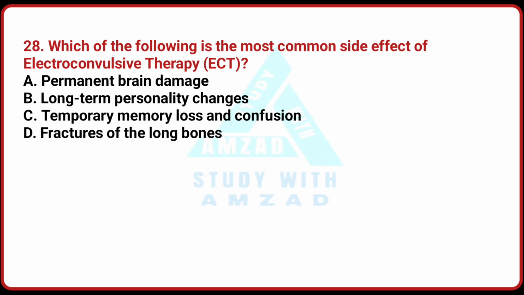Question number 28. Which of the following is the most common side effect of electroconvulsive therapy? Option A, permanent brain damage; option B, long-term personality changes; option C, temporary memory loss and confusion; option D, fractures of the long bones.